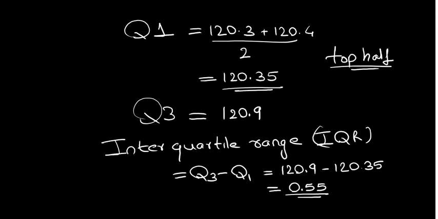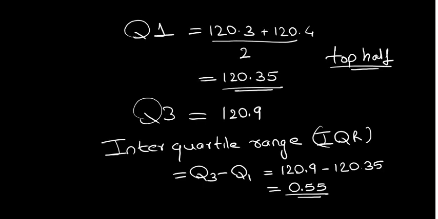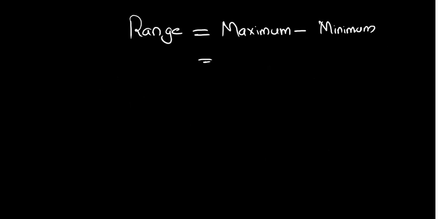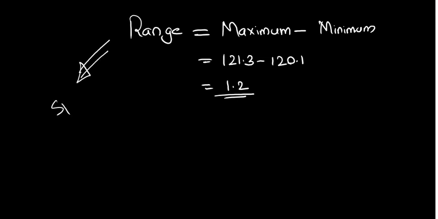You can also determine something called the range, the total range. The range is defined as the maximum minus the minimum value of the observations. In this case, the maximum is 121.3 and the minimum is 120.1, so it is 121.3 minus 120.1, which is 1.2. This is the total range. The range gives you an indication of the spread, and there are other ways of measuring the spread also.